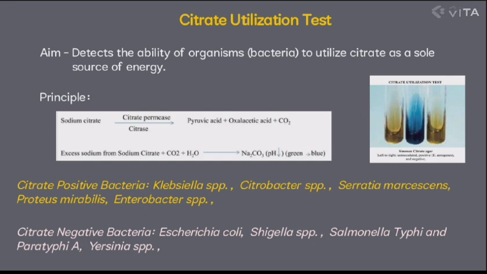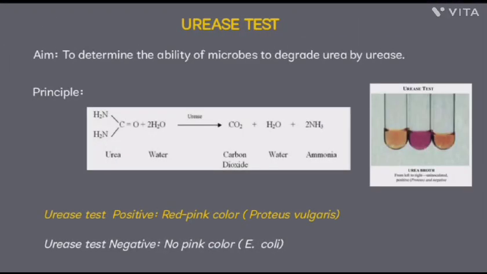Citrate positive bacteria: Klebsiella species, Serratia marcescens, Proteus mirabilis, Enterobacter species. Citrate negative bacteria: Escherichia coli, Shigella species, Salmonella typhi and Paratyphi A, Yersinia species.